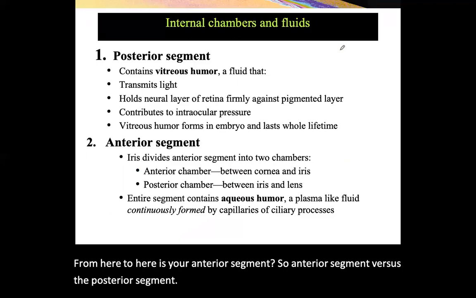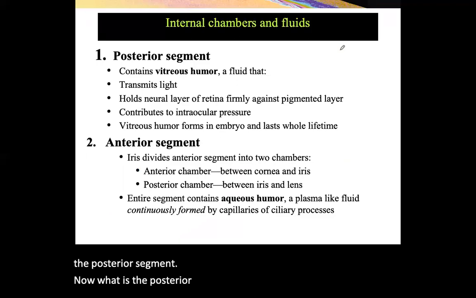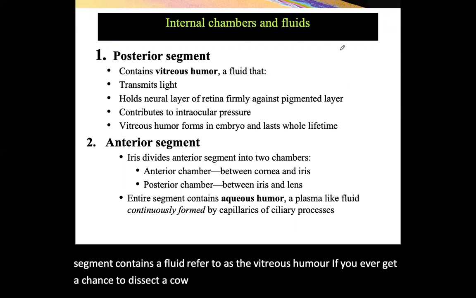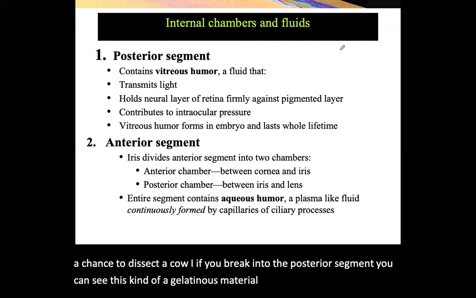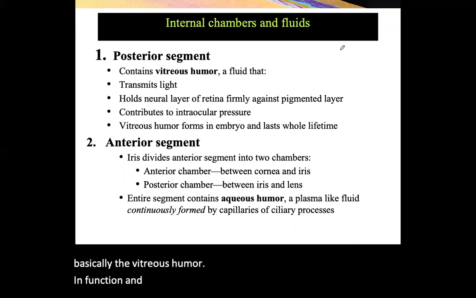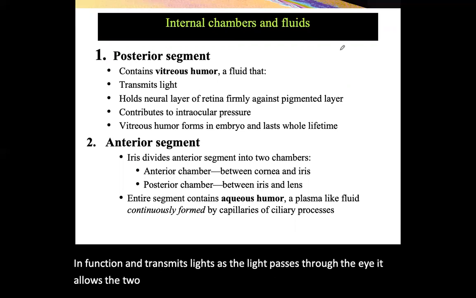Now, what does the posterior segment contain? It contains a fluid referred to as the vitreous humor. If you ever get a chance to dissect a cow eye, if you break into the posterior segment, you can see this kind of gelatinous material that comes out, and that's basically the vitreous humor. Main function, it transmits light as the light passes through the eye. It allows the neural layer to hold against the pigmented layer.